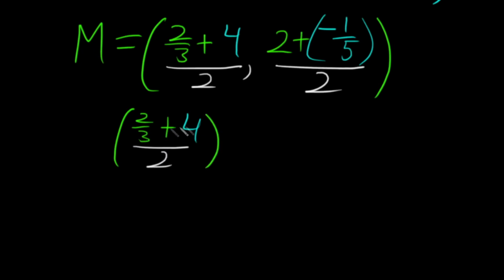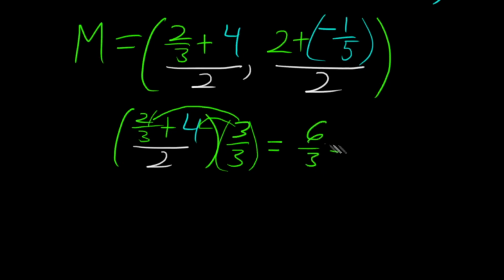And in order to simply add the 2/3 with the 4, we can go ahead and multiply the entire numerator and the denominator by 3/3. And the reason we're doing this is to get rid of the 3 here. So we'll distribute the 3 into both parts, the 2/3 and the 4. 2/3 times 3 would give us 6/3, which is equivalent to 2. So our new number here for our x1 is going to be a 2.